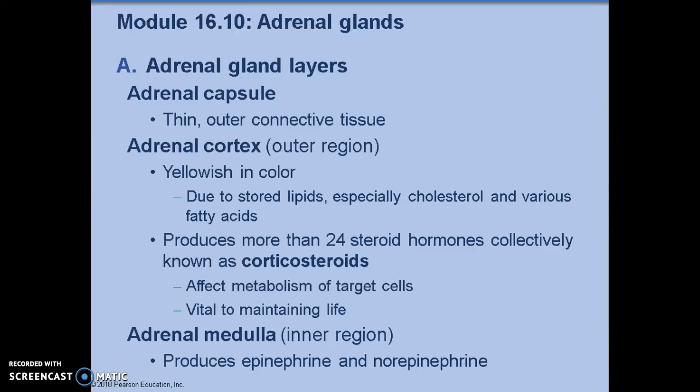There is a capsule. The outer coating of the adrenal gland is the adrenal cortex. It's yellow because it is storing lipids, especially cholesterol and other fatty acids. And it produces quite a few hormones called corticosteroids. And these affect metabolism. The adrenal medulla, the inner region, produces epinephrine and norepinephrine.